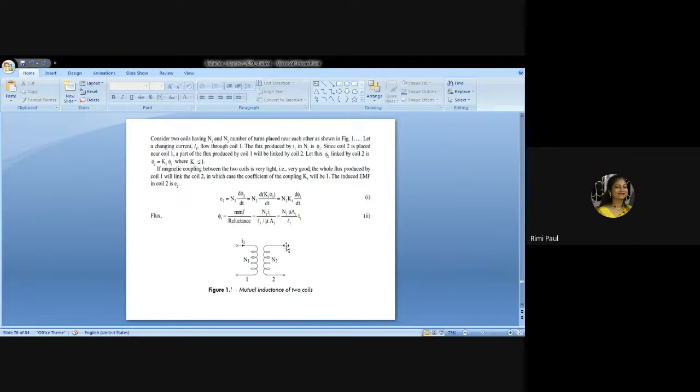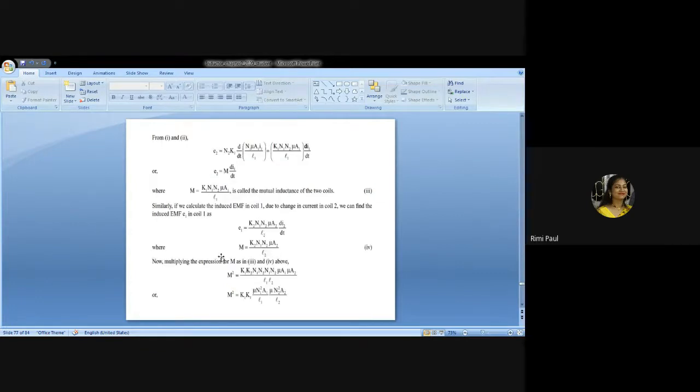Here I have given supply, and I2 is flowing through this N2I2. Due to this N2I2, phi 2 is produced, and part of this flux phi 2 is linked with this coil. The same way, if I find it out, we can see that the induced EMF E1 is equal to K2 phi 2 derivative, where we have taken K2 phi 2.